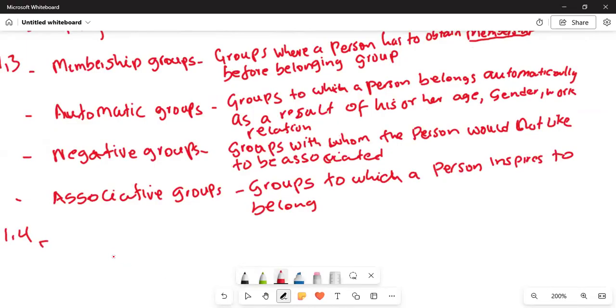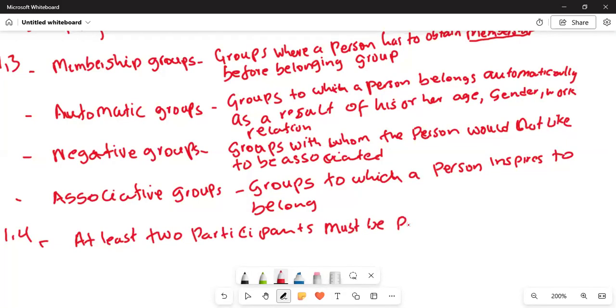We are going to start with: at least two participants must be present. So for us to say this trade is successful, that is when we have a buyer and a seller. Two participants must be present. That is when we can say this trade is successful.